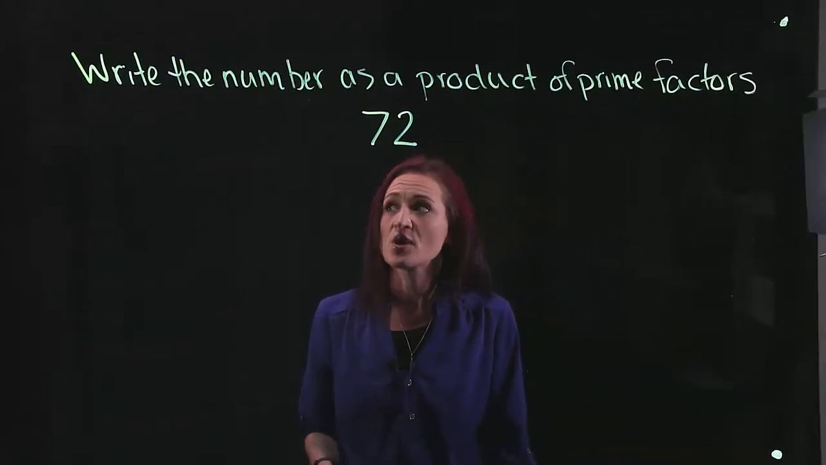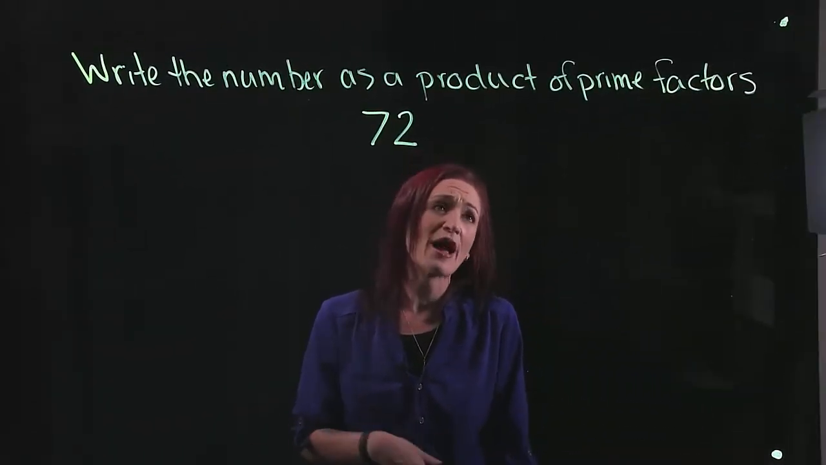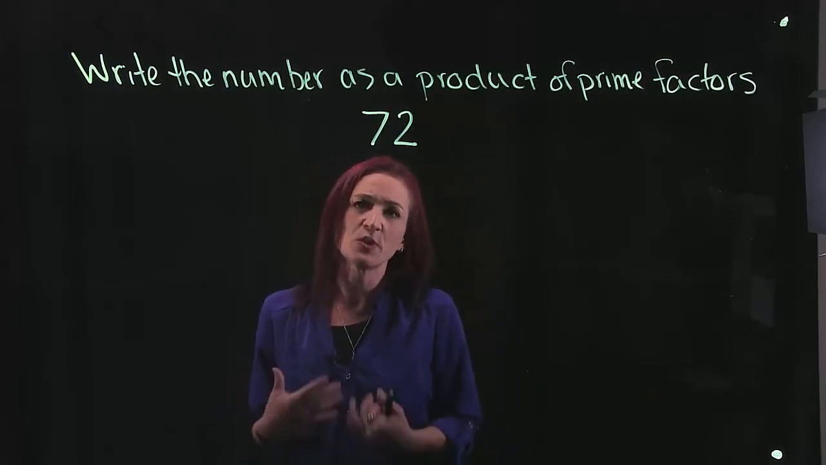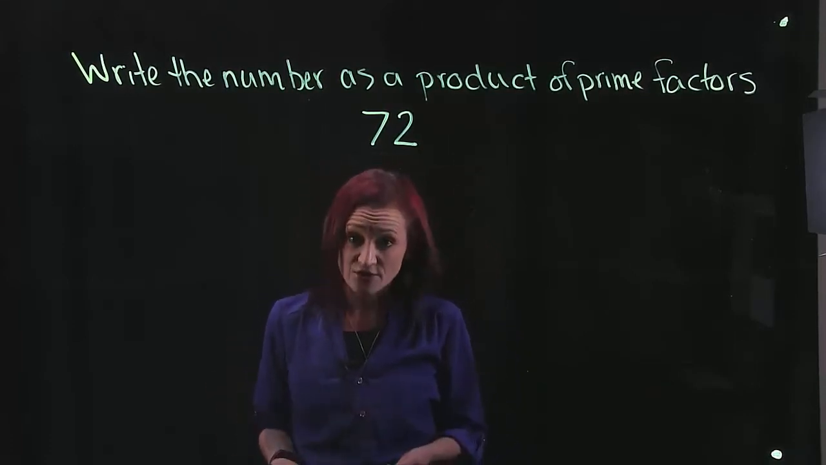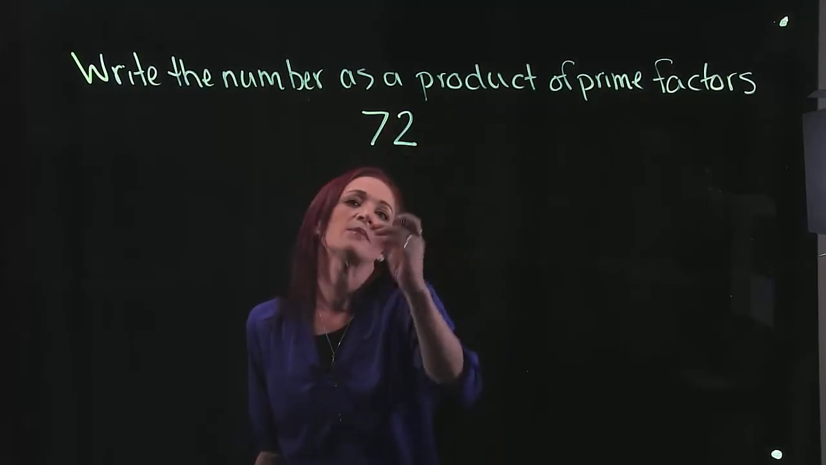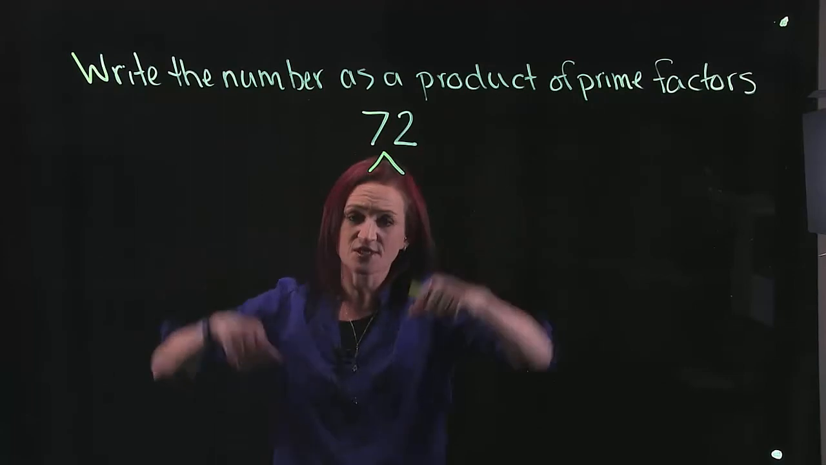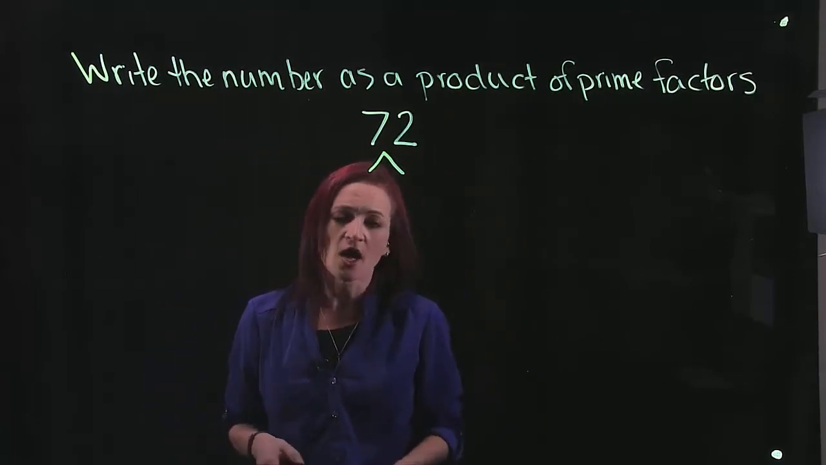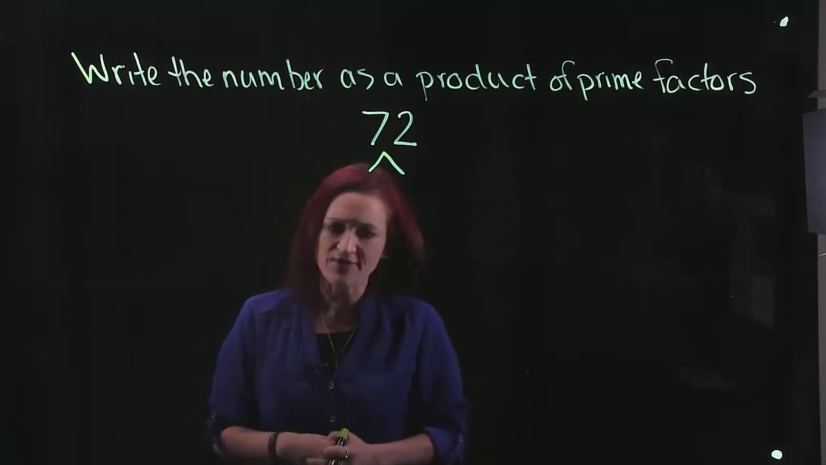So for this video, our instructions say write the number as a product of prime factors. So what that means is we want to take this number and make a factor tree out of it. The way that a factor tree works is we take the given number and split it up into two branches. Those two branches are going to consist of numbers that multiply to get 72.